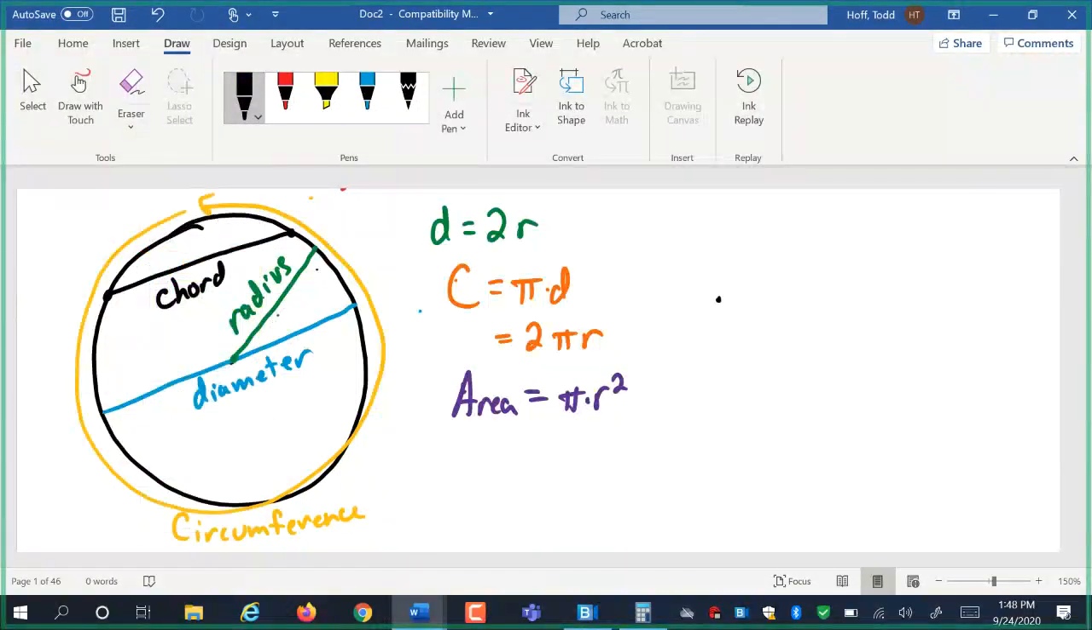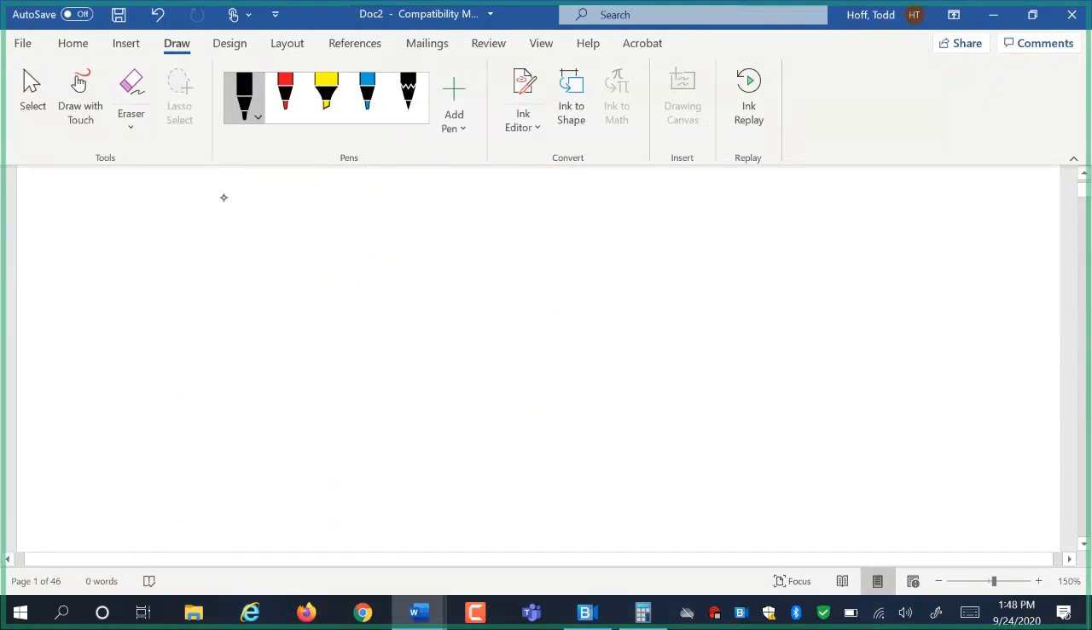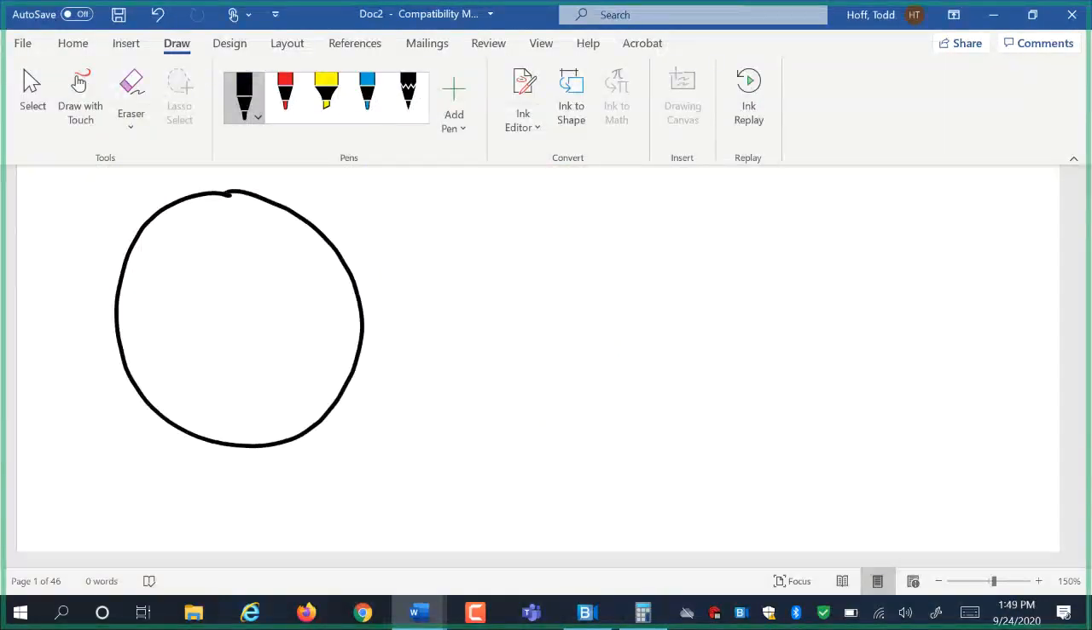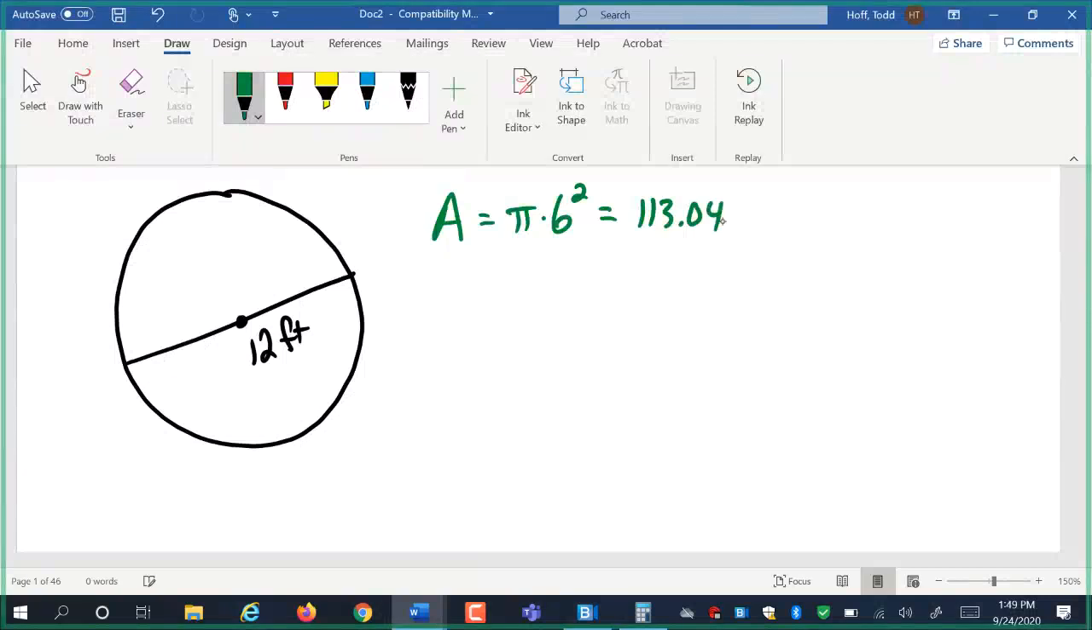So if we have a circle where we know that it has a diameter of 12 feet, the area of that circle is pi times 6 squared. Where did we get the 6 from? Well, the diameter is 12. Area is pi times radius squared. So that 6 is half of the 12. That comes up to be 113.04 square feet.